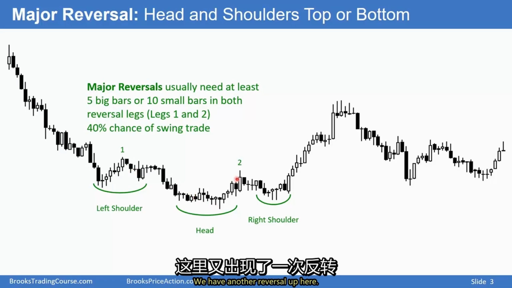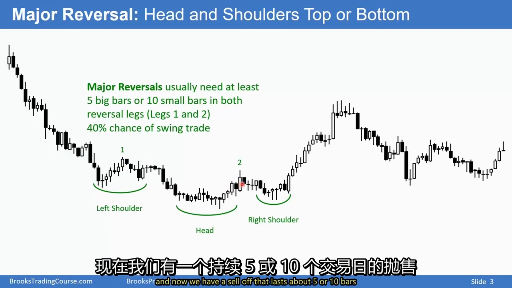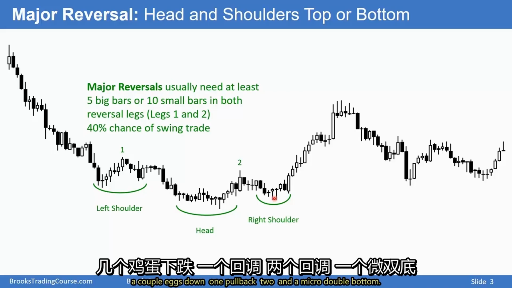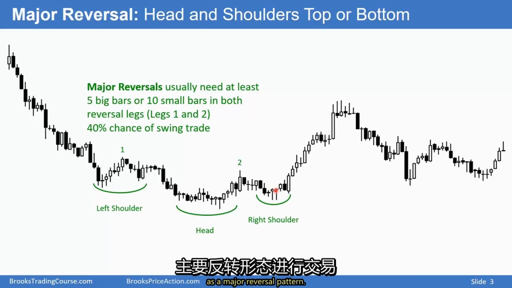We have another reversal up here. This is stronger than that one. We have a couple bigger bars, and now we have a sell-off that lasts about 5 or 10 bars, a couple legs down, 1 pullback, 2, and a micro double bottom. Traders are more inclined to trade this as a major reversal pattern.